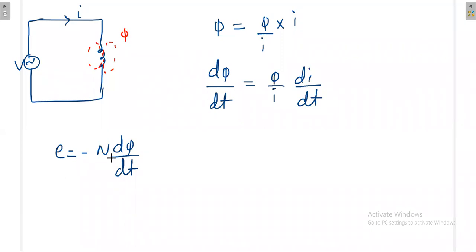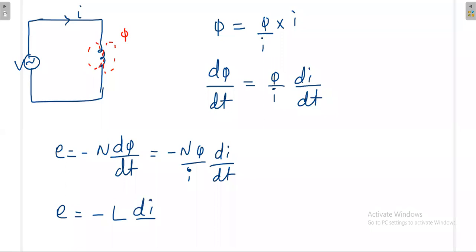E is equal to minus n dφ/dt. Then to find dφ/dt, just substitute this value: dφ/dt can be replaced by nφ divided by I times di/dt. This induced EMF depends on nφ divided by I. This is a constant that I will take, and I will call this nφ divided by I as L.